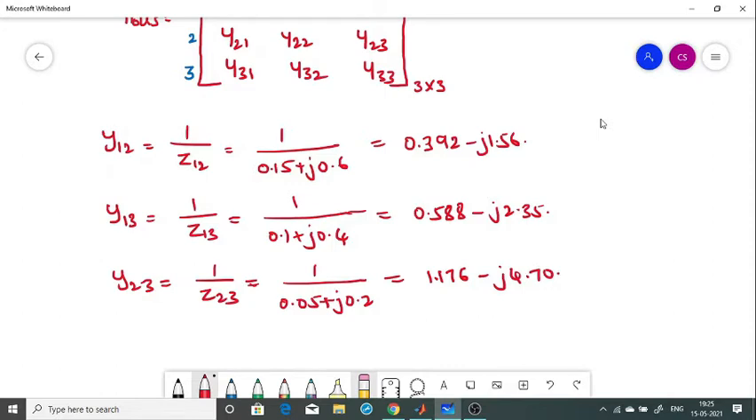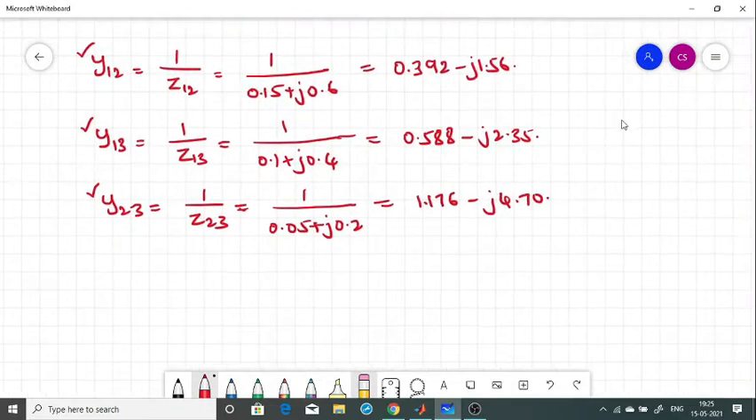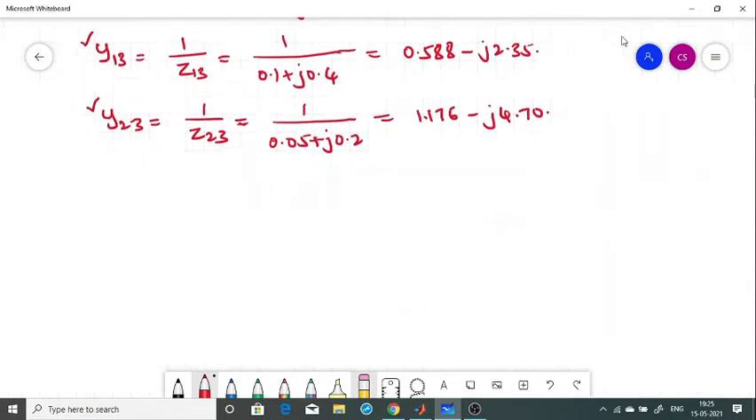These are the three admittance elements of the transmission lines: this is the admittance value of transmission line 1, this is the admittance value of transmission line 2, and this is the admittance value of transmission line 3. So we have three transmission lines, and from them we have calculated the three admittance values. Now let us calculate the diagonal and off-diagonal elements. First of all, we'll calculate the diagonal elements.